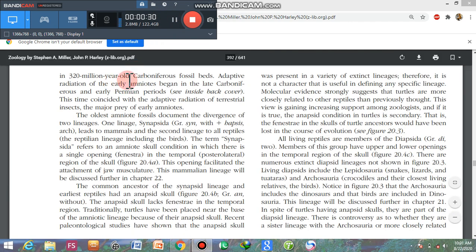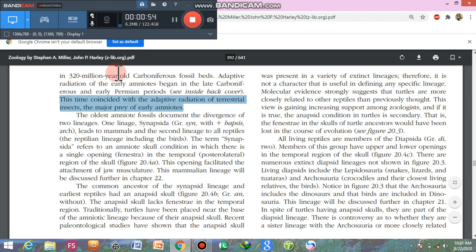We found amniotes in the Carboniferous fossil bed, approximately 320 million years old. Adaptive radiation of early amniotes occurred in the late Carboniferous period and the early Permian period. This time coincides with the adaptive radiation of terrestrial insects, the major prey of the amniotes.